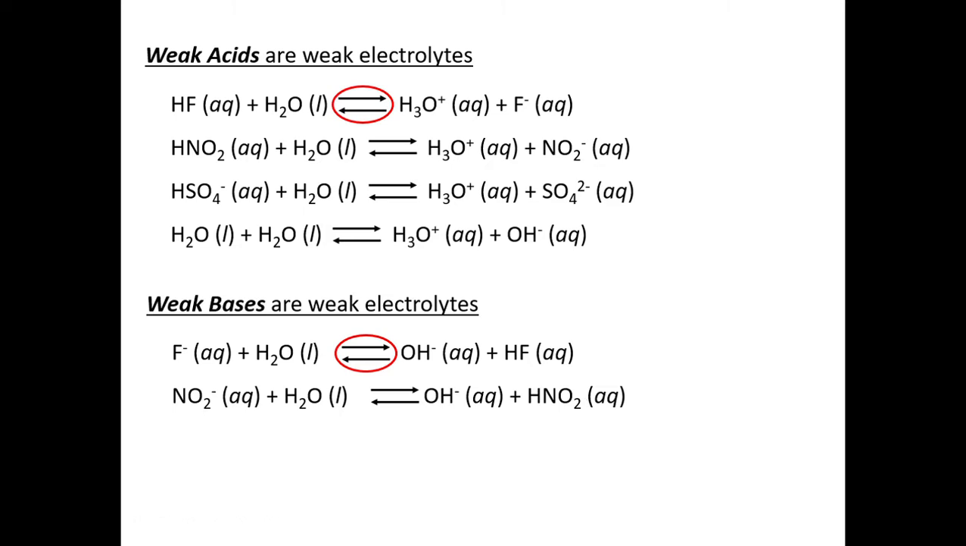When we have a strong acid, strong base, when we measure the pH of that, or we can determine the pH of that just by the concentration of the hydrogen ion if we have the concentration of the acid. Not so with weak electrolytes. We need an acid dissociation constant or a base constant for that.